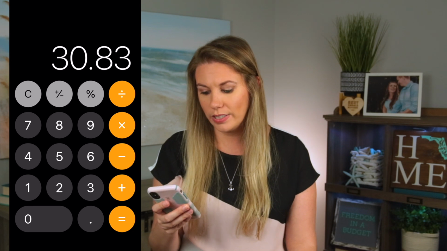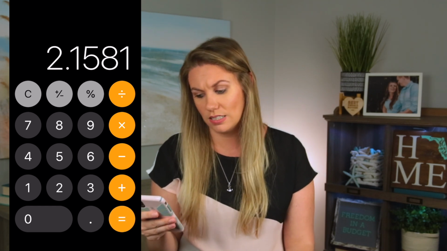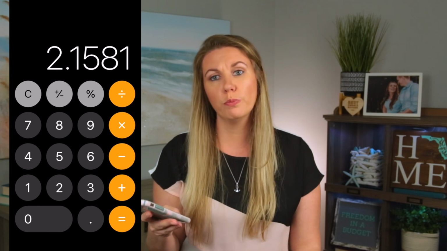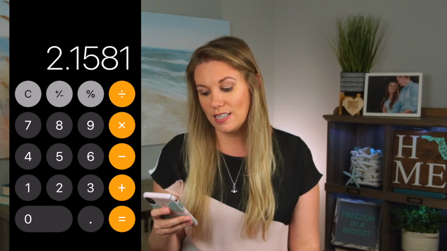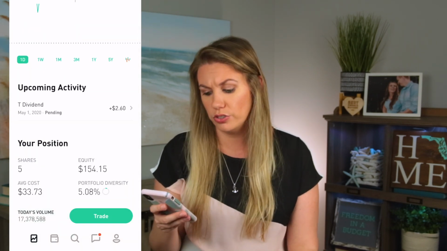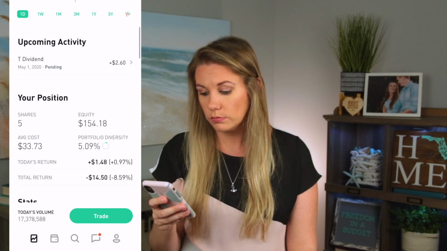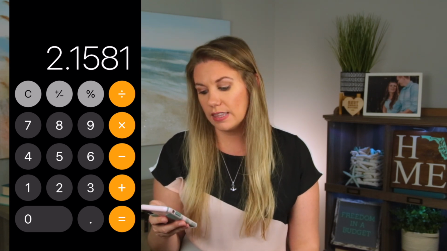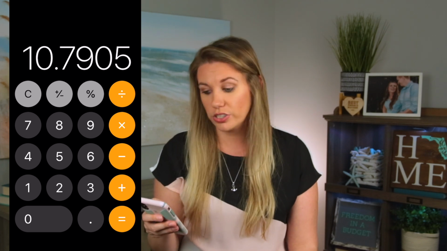So what we're going to do, 30.83 times 0.07, because it's 7%. Okay, so that is $2.15. Really 16 cents because it's 0.158. So 2.158. Then we're going to take that and times it by however many shares we have. So I have 5 shares of AT&T. Now this 2.15, that's my total throughout the whole year that I'm going to receive. So we're going to take that and times it by 5. So I'm getting $10.79 for this dividend for AT&T.